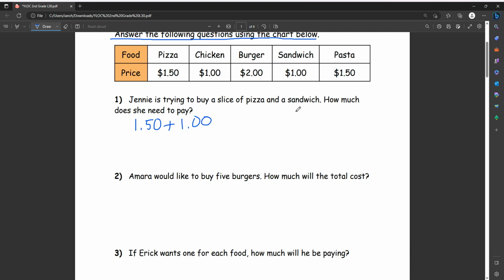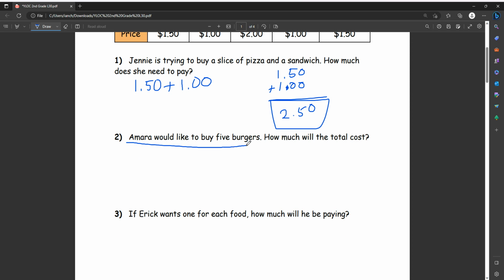So we're gonna add these two prices together. So we're gonna do 1.50 plus $1. So 0 plus 0 equals 0, 5 plus 0 equals 5, and then we add the decimal, and then 1 plus 1 equals 2. So then we get $2.50, so she needs this much in order to buy a slice of pizza and a sandwich.